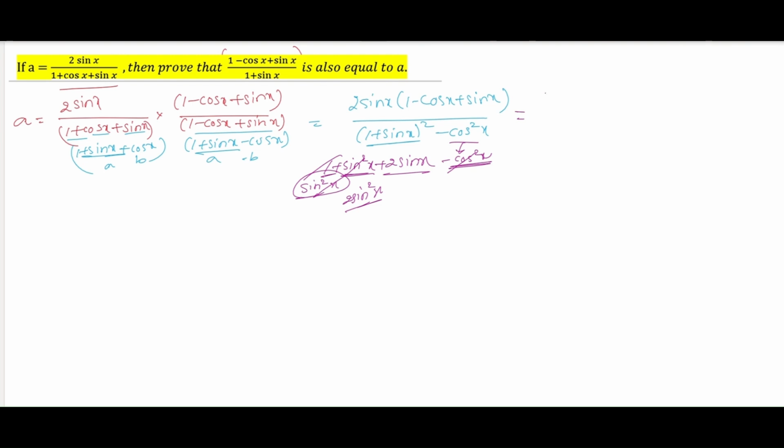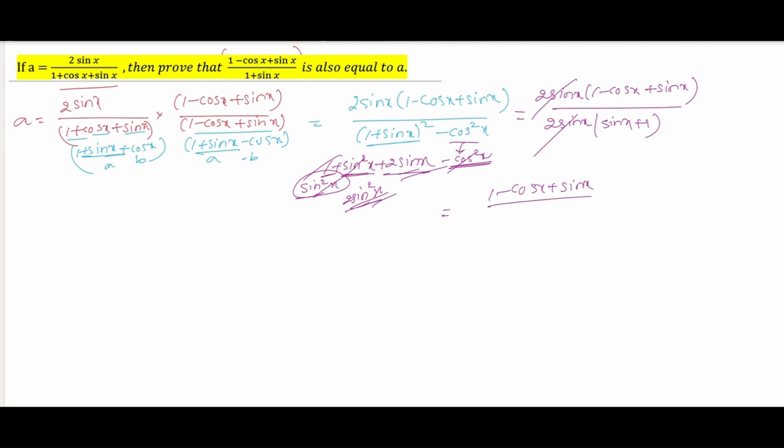Numerator we'll write as it is, that is 2 sin x into 1 minus cos x plus sin x. Now again, in the two terms from the denominator, we can take 2 sin x out. That leaves here sin x and for this term 1. So cancel out these two. The remaining is the required right hand side, that is 1 minus cos x plus sin x upon 1 plus sin x. This is the right hand side.